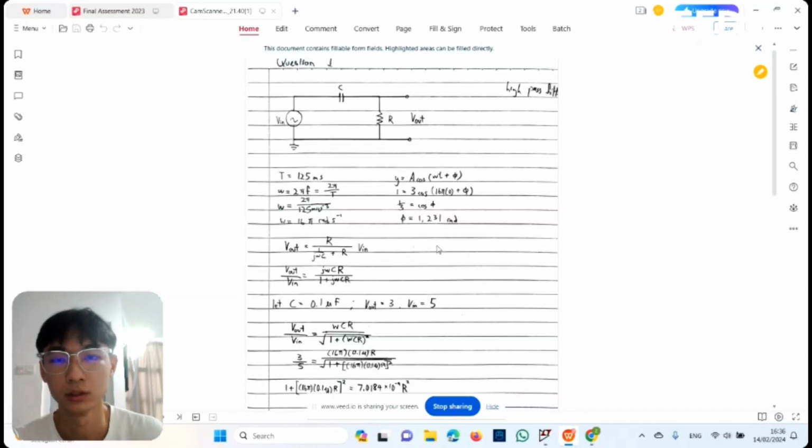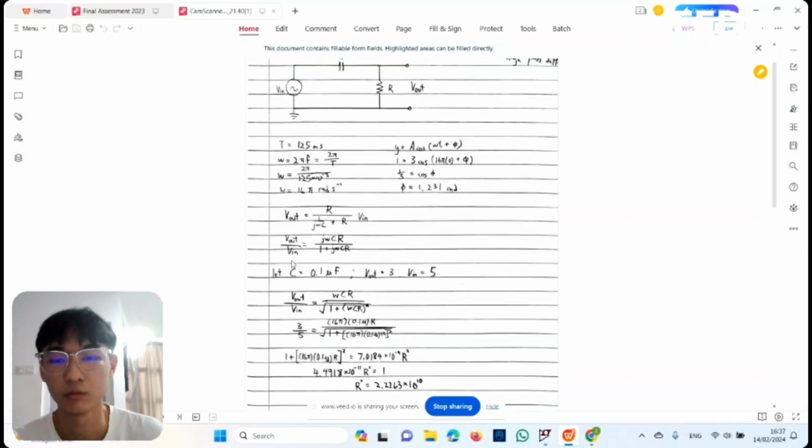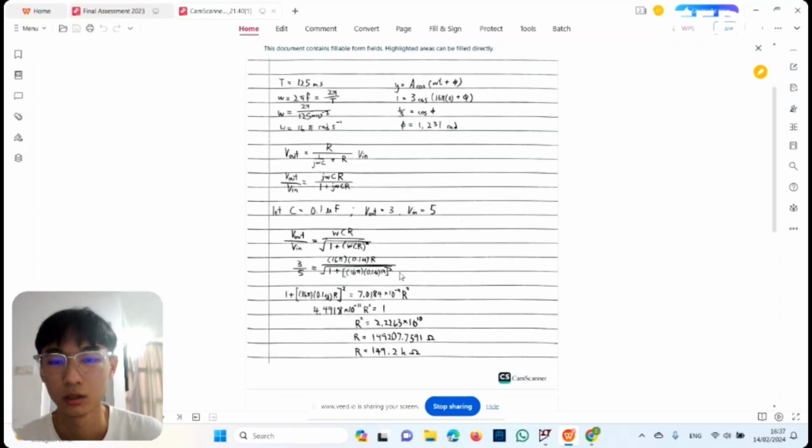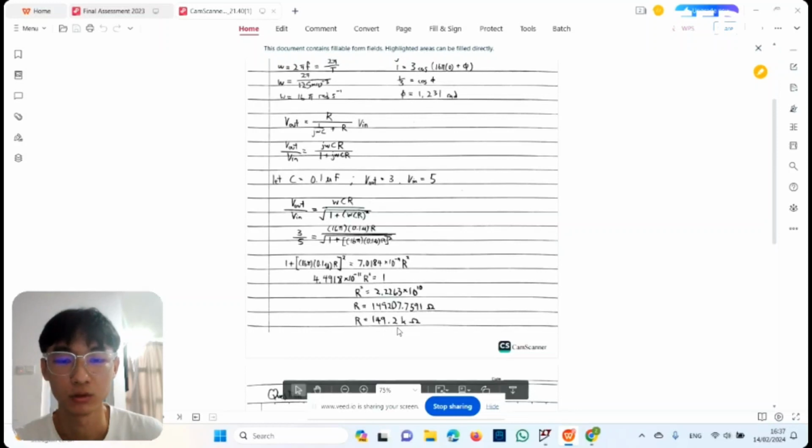Now we need to find the value of the capacitance and the resistor. We use the voltage divider rule. The output voltage equals R divided by the total impedance, which is 1 over jwC plus R, multiplied by V input, and then we get the voltage gain equal to this. Then we let the capacitor equal to 0.1 microfarad, and the output voltage and input voltage are from the graph. We substitute these values into this equation, and we get the resistor equal to 149.2 kilo ohms.